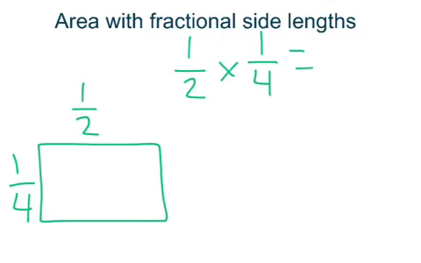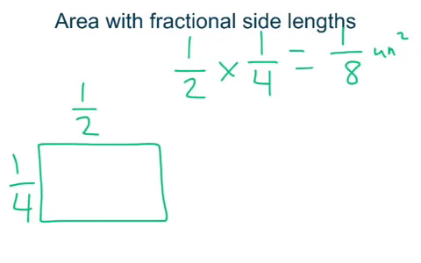1/2 times 1/4. Now, when you're multiplying fractions, it's pretty easy because you just multiply straight across. Let's do the numerators first. 1 times 1 is 1. And the denominators, 2 times 4 is 8. So my answer should be 1/8 unit squared. So let's go ahead and see if that's the answer we're going to get.